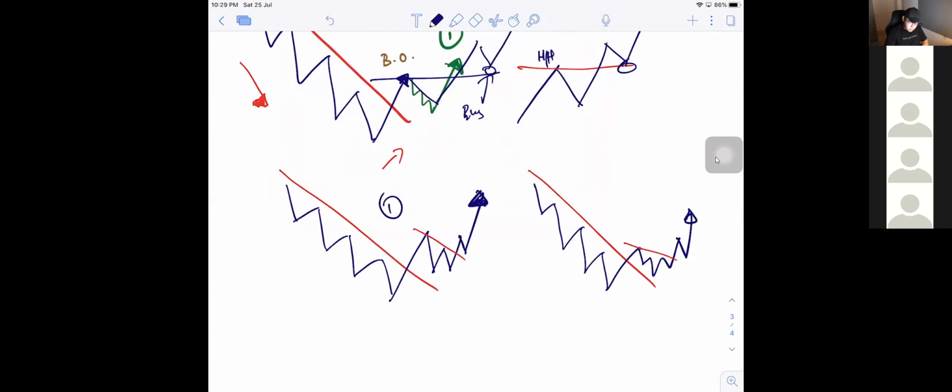Pattern number 2. Okay, pattern number 2. Okay, so back to Andy's question.